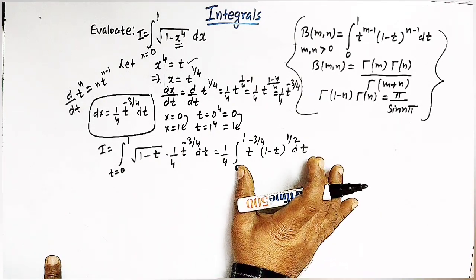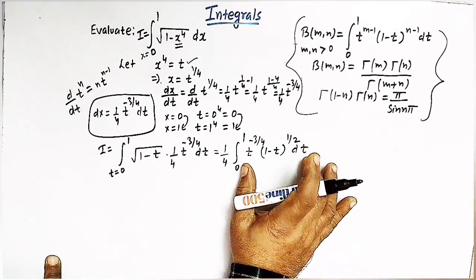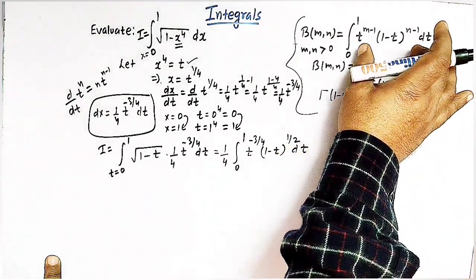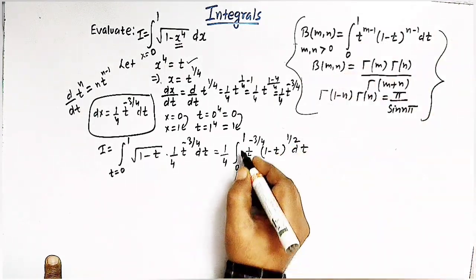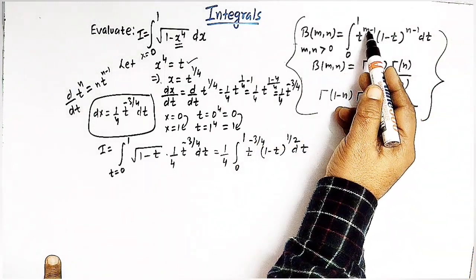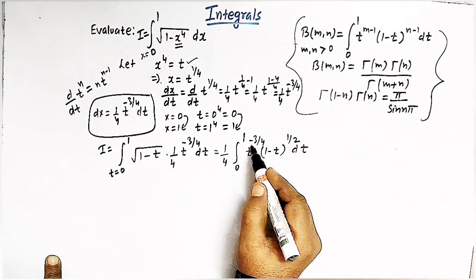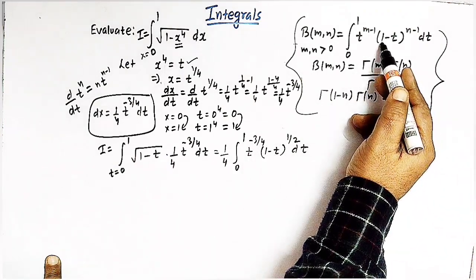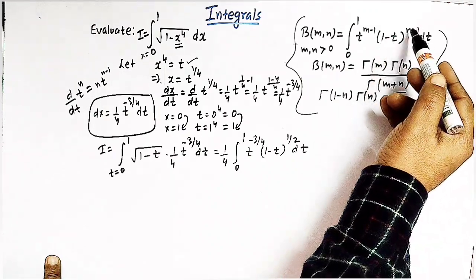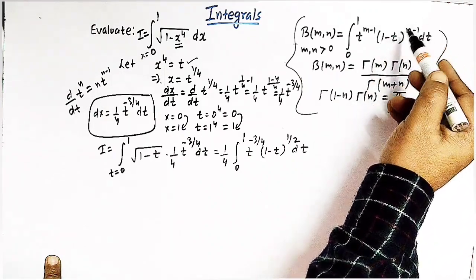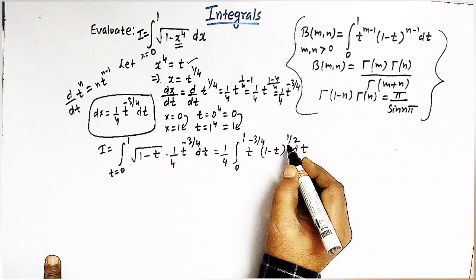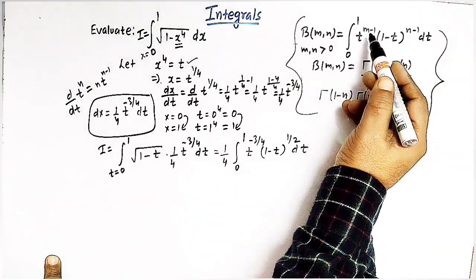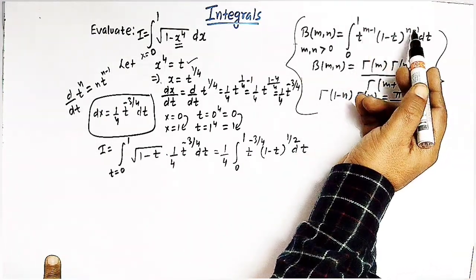Okay, now here let us compare this integral with this one. Here we have 0 to 1, and here we have t raised to m minus 1. Here we have t raised to minus 3 over 4. Here we have 1 minus t. Here also we have 1 minus t, but here the exponent is n minus 1. Here we have half. So let us find out the values of m and n.